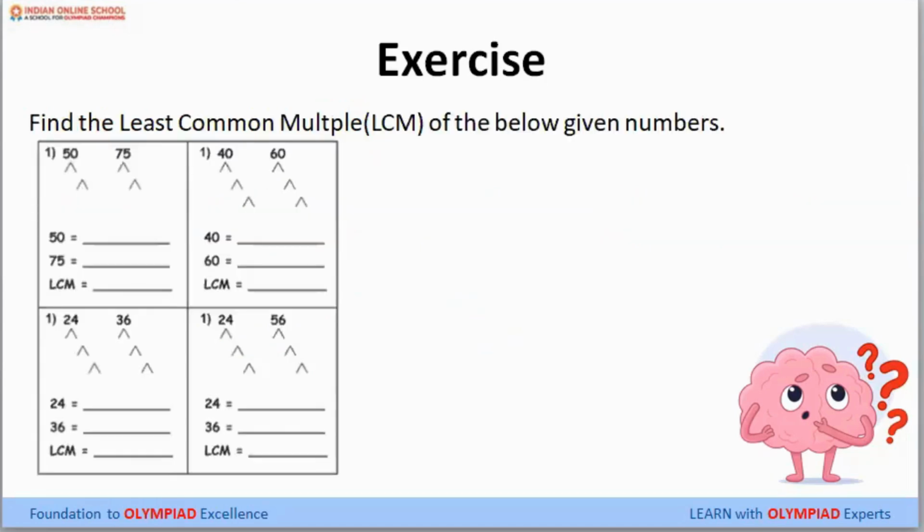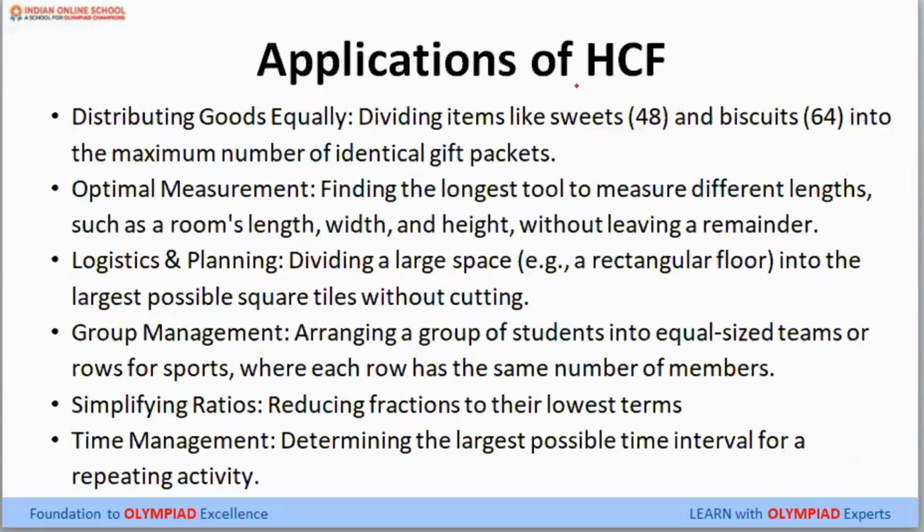So now we are moving towards what? HCF. Now what is HCF? HCF is highest common factor.